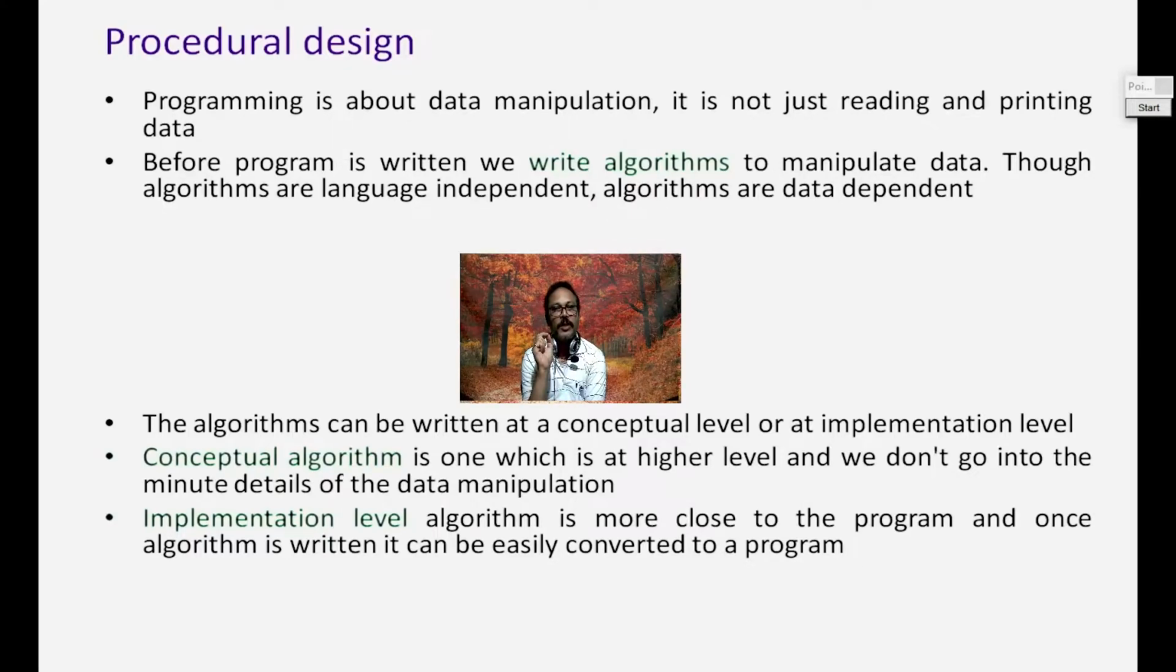Before a program is written, we have to write algorithms to manipulate the data. Maybe for simple problems, you can directly write the programs. But usually for complex things, it's better you write the algorithm. And algorithms can be written at two levels: conceptual algorithm and implementation level algorithm. Usually for simple problems, you go with the program directly.